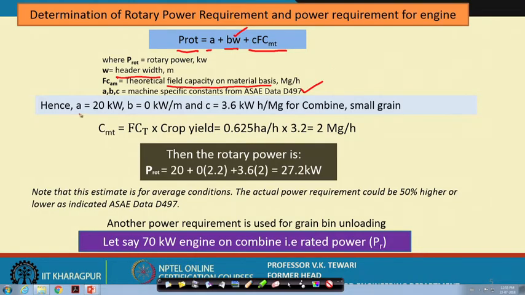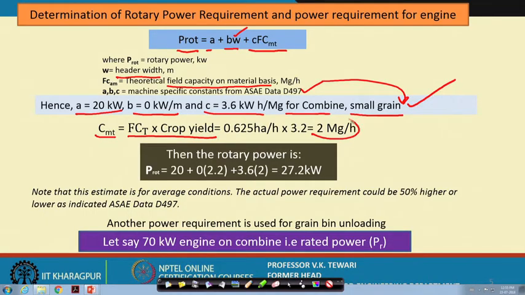Hence A is 20 kilowatt, B is 0 kilowatt per meter, and C is this for a combine for small grains. This is the data which we have taken, and it is worth mentioning here when we are trying to find out the total rotary power. Using this formula, we know that C MT is given as this into this, which comes out to about 2 megagram per hour. Then the rotary power using this equation can simply be found out: P rotary is equal to 27.2 kilowatt.